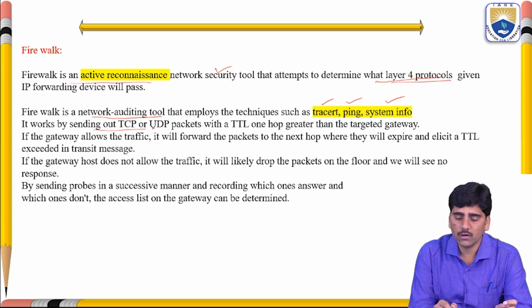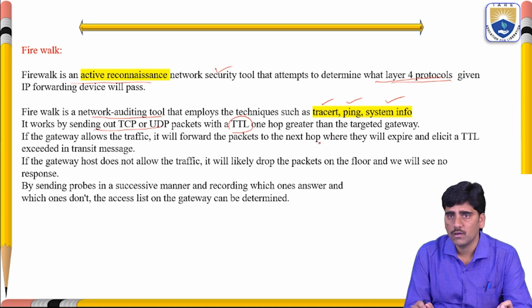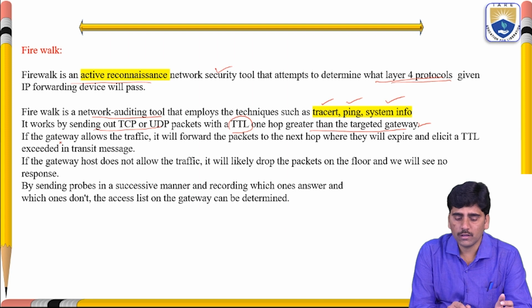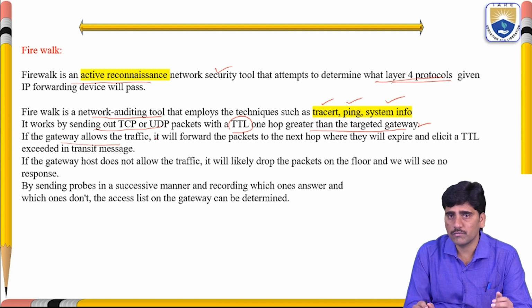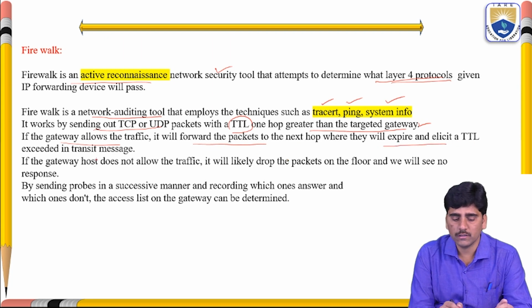It works by sending out TCP or UDP packets with a time to live one hop greater than the targeted gateway. Each and every hop has a certain time of packet transmission. If the gateway allows the traffic, it will forward the packets to the next hop, where they will expire and elicit a time to live exceeded in transit message.